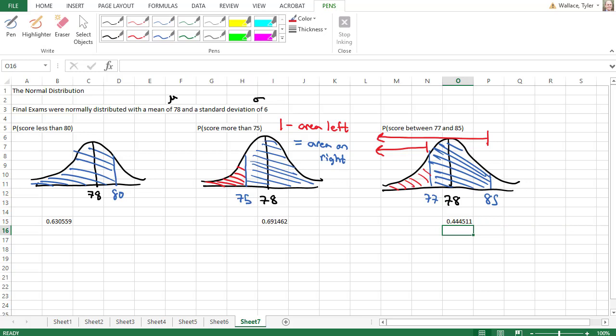Because we have the use of this software, rather than doing the extra work of standardizing the curve, it's generally much easier to use the normal distribution command in Excel.